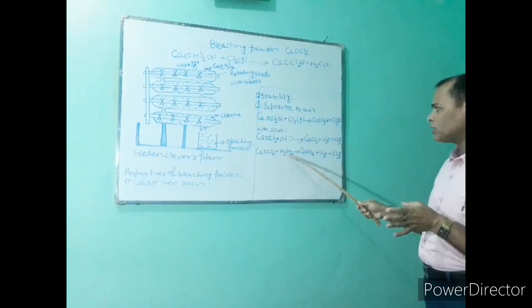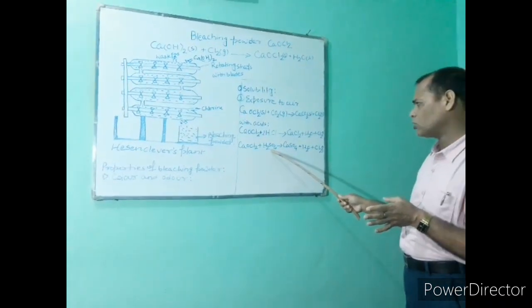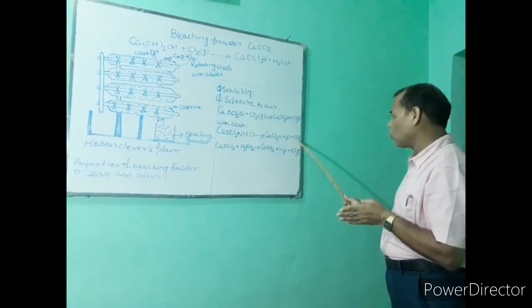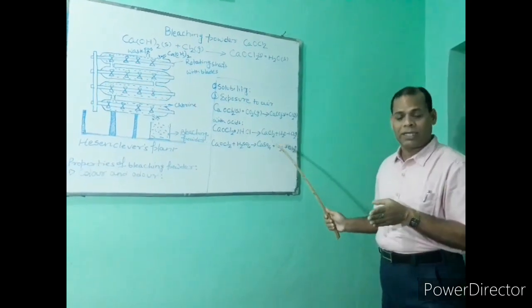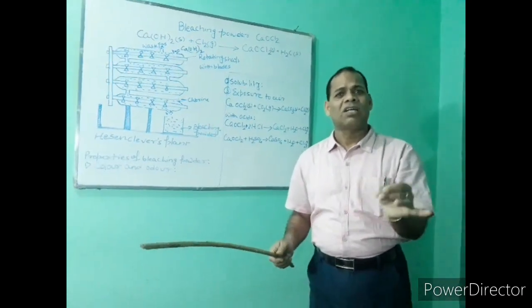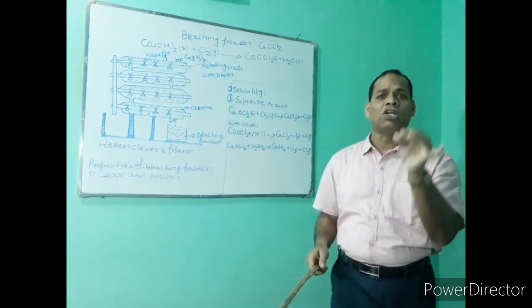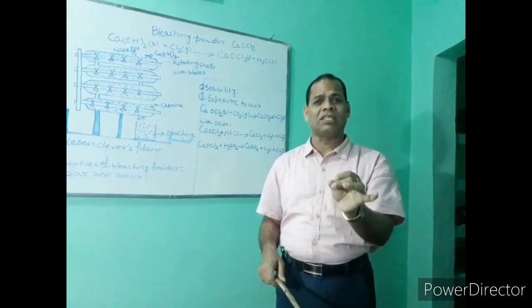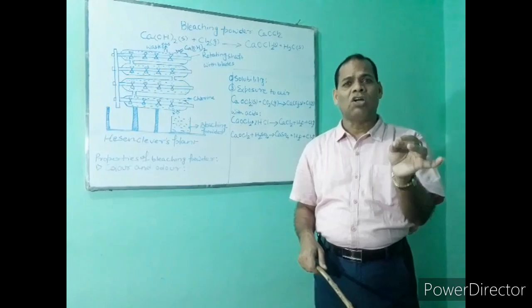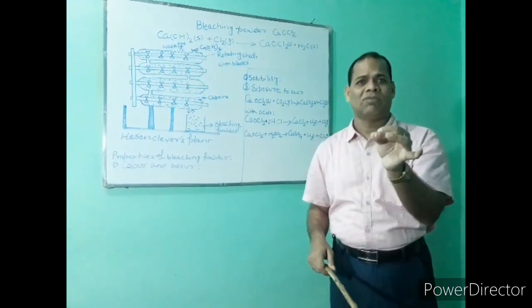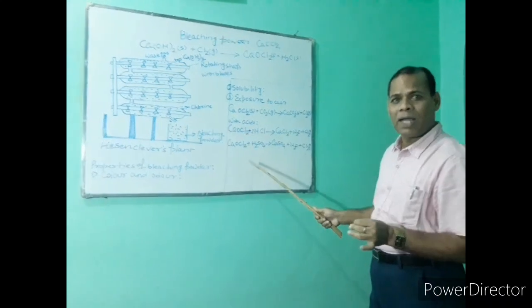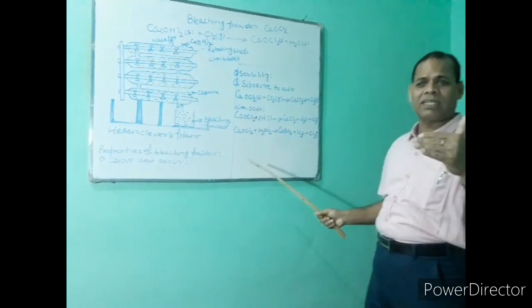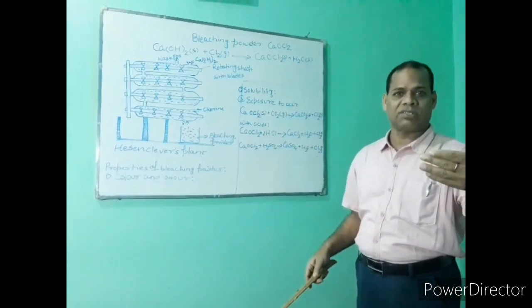Again, bleaching powder combined with H2SO4 also gives chlorine gas. This chlorine only is responsible for decolorizing matter. So colored substance plus water plus chlorine, and then this material becomes colorless.